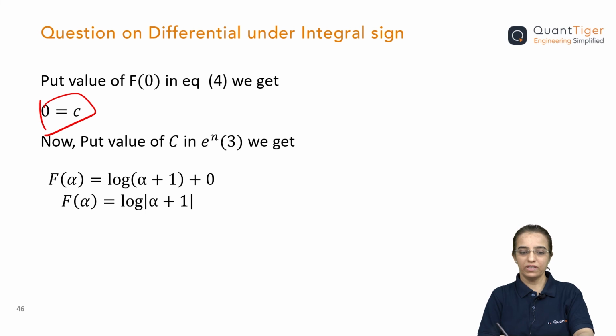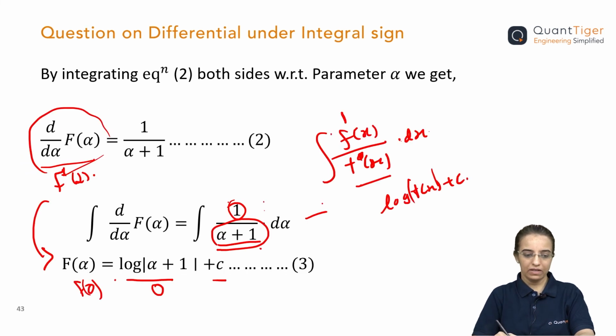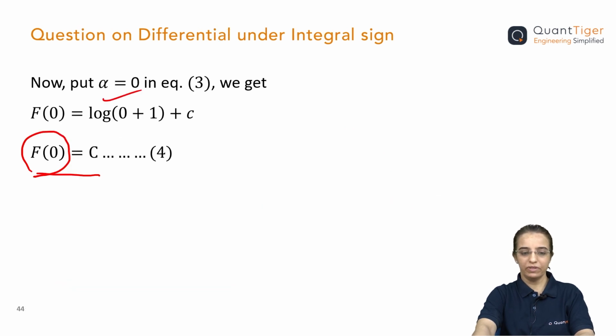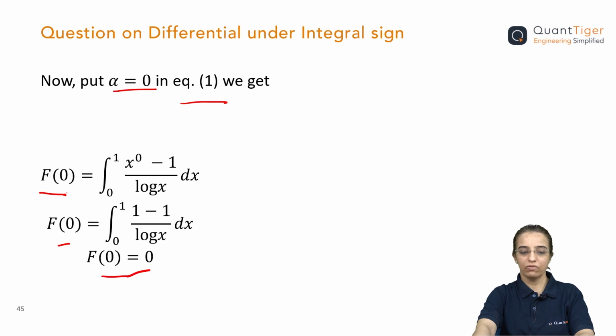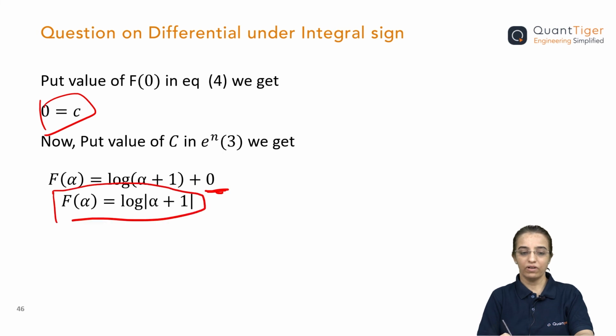Now we will put this value in equation 3, so that we will get the f of alpha value. So what we had written here as f of alpha, the value of c was unknown here; now we have found it by keeping alpha equal to 0. Now after getting that, again we will be using the third equation and we are going to substitute in that. See, instead of c I have put 0 here. So whatever we are getting is nothing but the value of f of alpha.